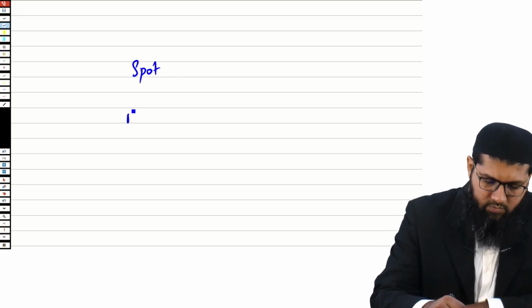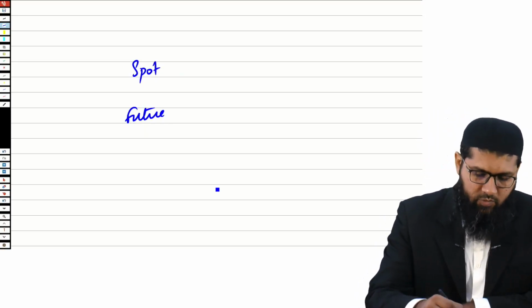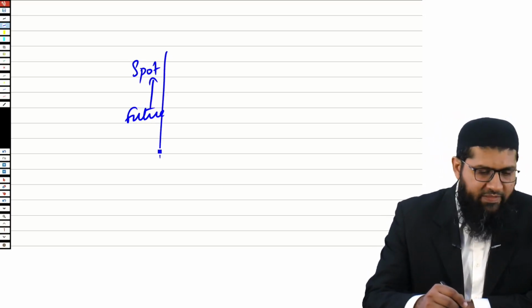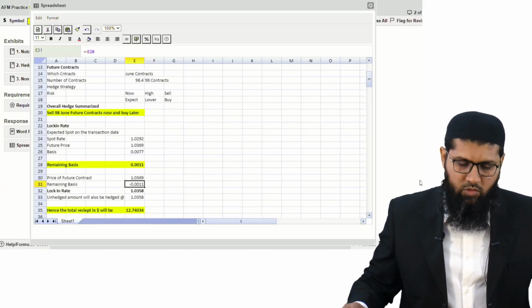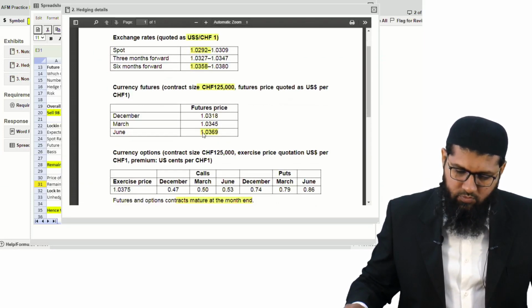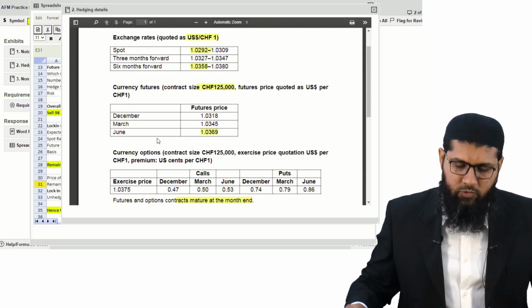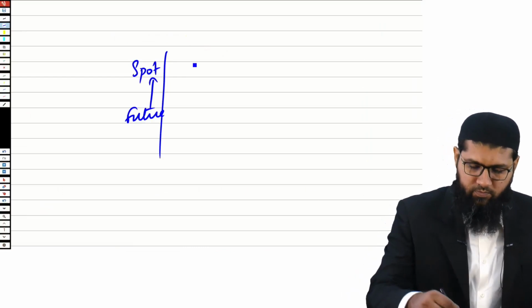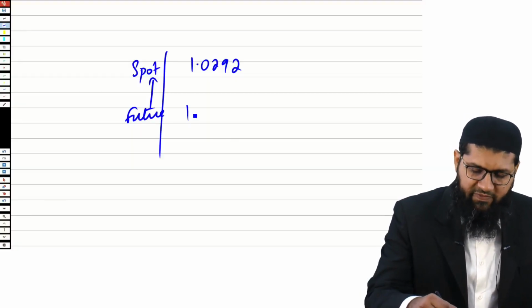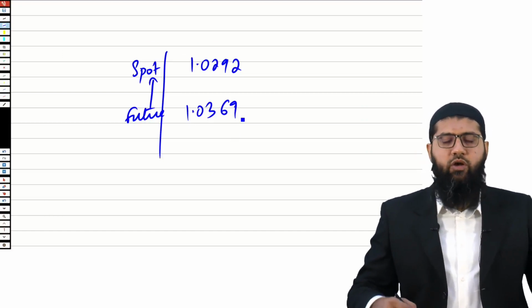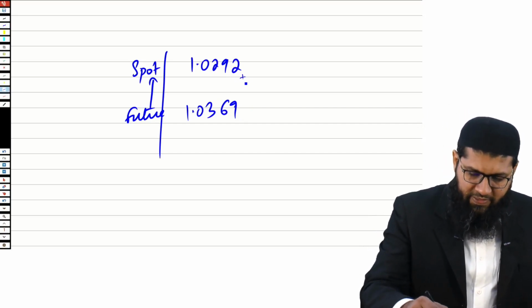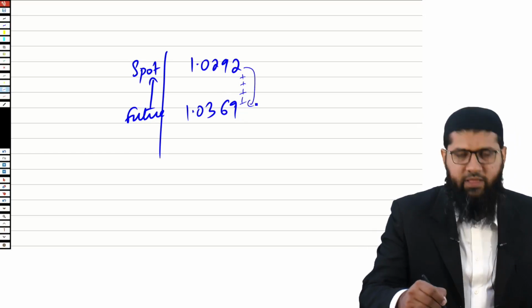this is the spot rate and this is a future contract price. You're going from future to spot. So if you would see trend in this specific question, the spot rate was 1.0292. The price of the future contract was 1.0369. Now what is actually going to happen is that means the exchange rate is increasing when it is reaching from here till here.